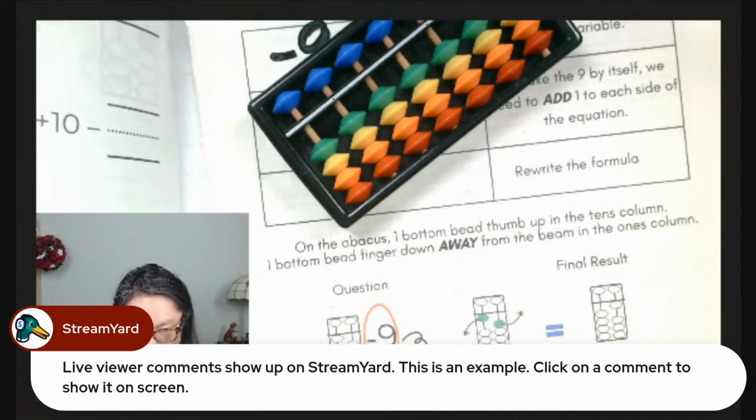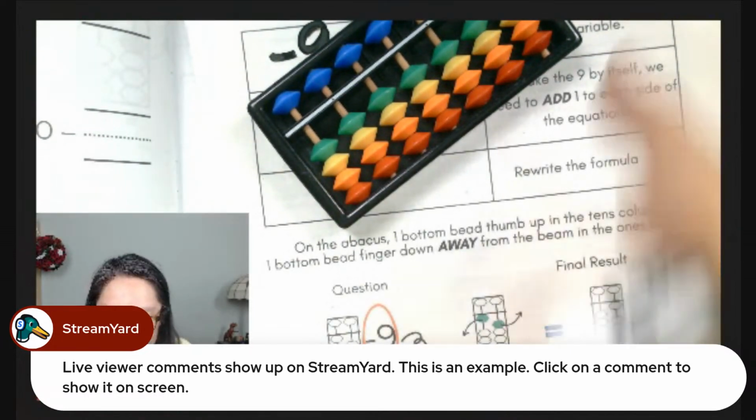Yes, we're shifting placeholders. We're shifting placeholders? I don't know about that.